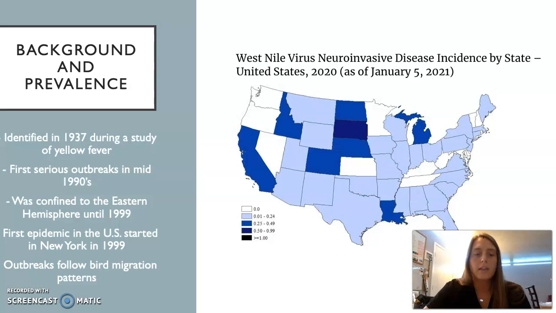It had a large outbreak in the US at that time, like the one that was across Europe and elsewhere. The outbreaks typically follow bird migration patterns, and I'll talk a little more about why that is later. This map is a preliminary map of the neuroinvasive disease incidence by state from 2020. You can see that it's more prevalent in the Midwest, where the migration patterns of birds happen.